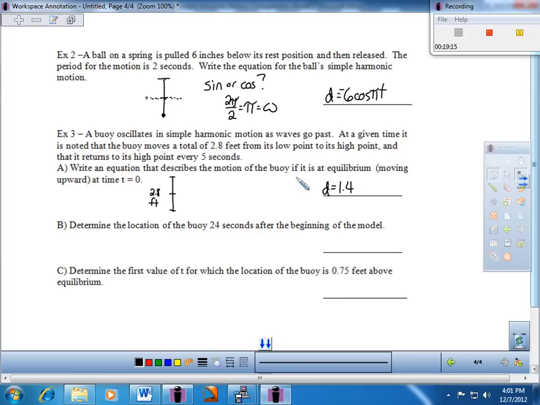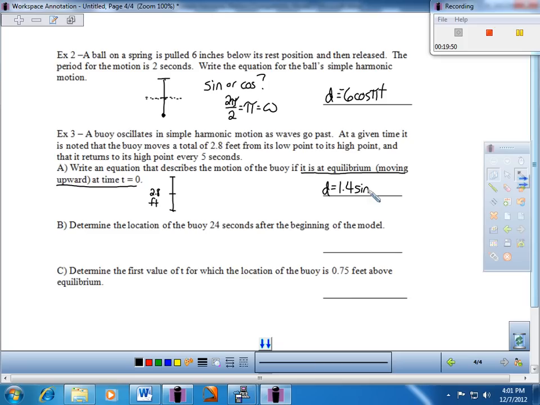Here's the key, I think, with this one, everyone. If it's at equilibrium, and there's a reason I put moving upward, by the way, at time t equals 0. So the initial value seems like right here at the midline, so to speak. Initial value at the midline is definitely sine.